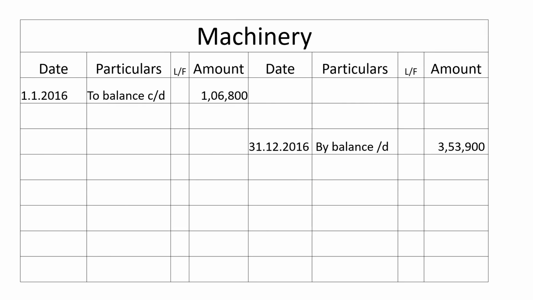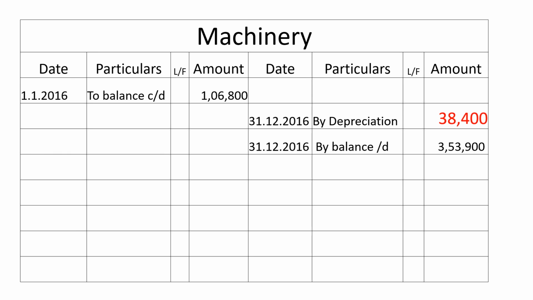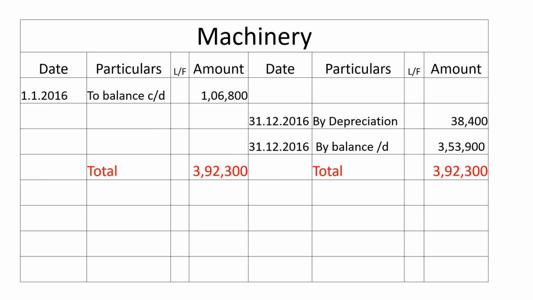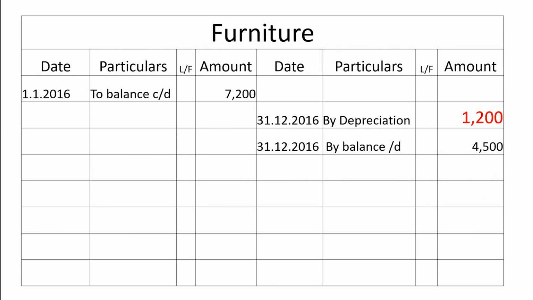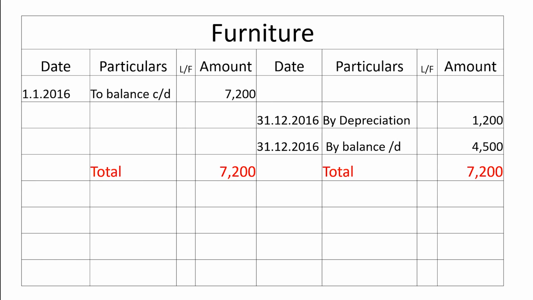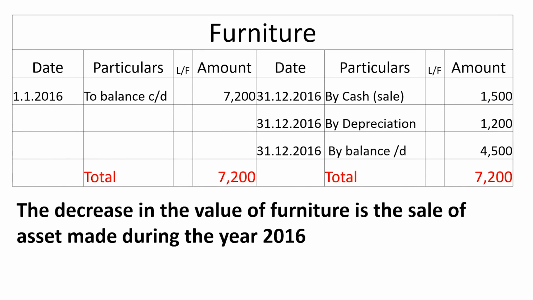Machinery account: we have entered the opening and closing balances. In the question, it is given that there is a depreciation of rupees 38,400 for machinery. We have entered it. It should be tallied. The difference will be an increase on the debit side, showing the purchase of machinery made during the year. Moving on to the furniture account, opening and closing balances are given. Depreciation given in the question is 1,200. It should be tallied. The difference on the credit side is the sale of furniture.